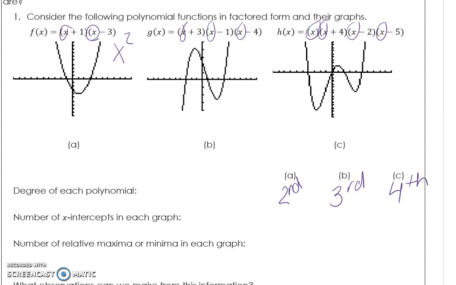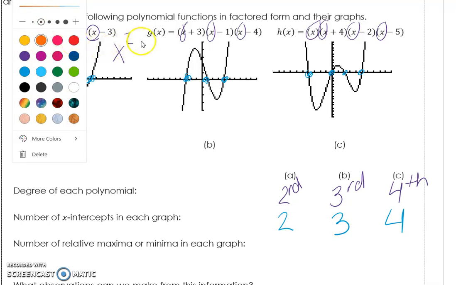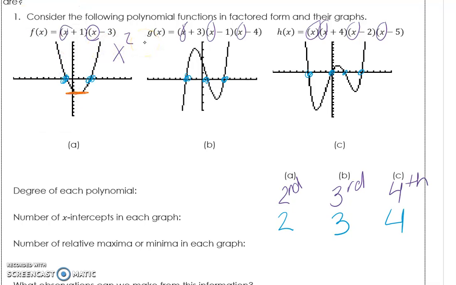The number of x-intercepts is the number of times it crosses the x-axis. So I will highlight those and write that number down. 2 times, 3, 4. The number of relative maxima or minimum, so remember that is like the peaks of the graph. This has 1. This has 2. H of x has 3.